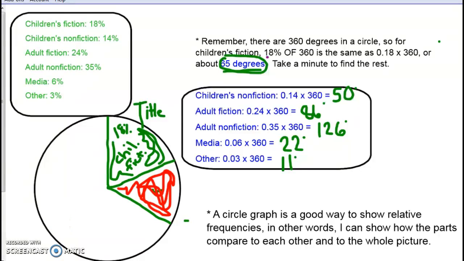So one other thing I want to point out is this word relative frequency. So a circle graph is a good way to show relative frequency. All that means is that you can show how the parts compare to each other and compare to the whole picture. In other words, when I finish this circle graph, I would be able to tell how children's fiction compares to children's nonfiction really easily. I could also look at how children's fiction compares to the whole circle graph, compares to all the other data put together.